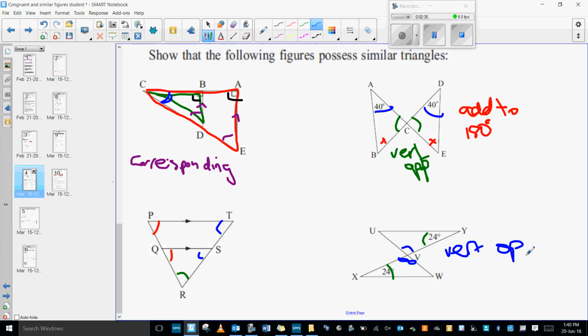Ms. Harrison, are those ones also alternate like that? Yes, these would be alternate. So it does actually also indicate that these are parallel because if those two angles are equal to each other, it means that these must be parallel lines.